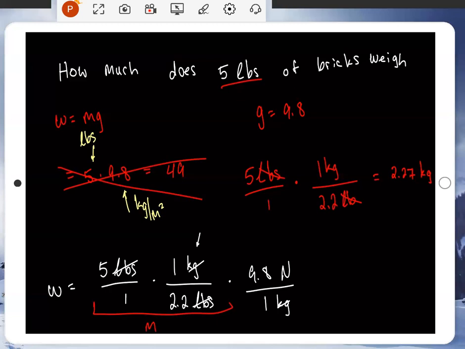But of course, this is just the same thing as doing it over here separately, right? And then just doing M times G, 2.27 times 9.8, you'll get the same answer in this case. So this thing weighs 22.2, and then newtons, always the units of weight. Okay. Yeah, that one's not too bad.